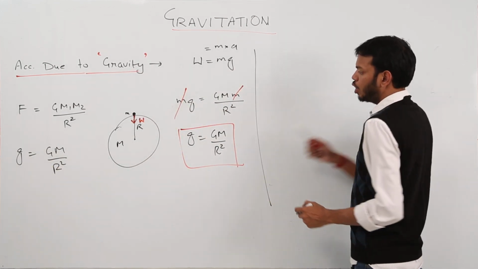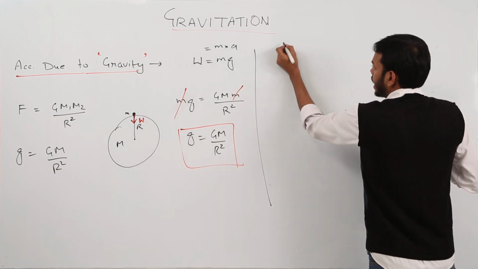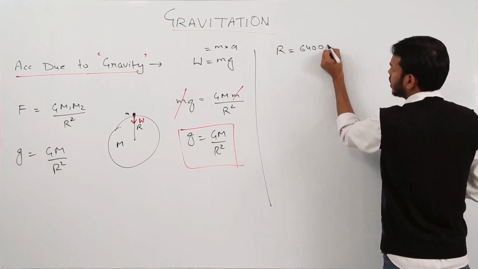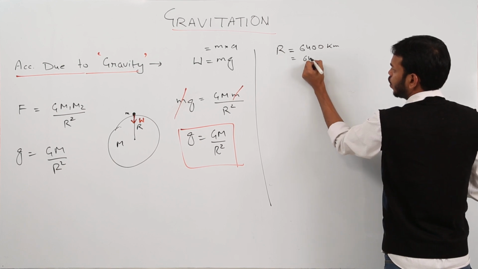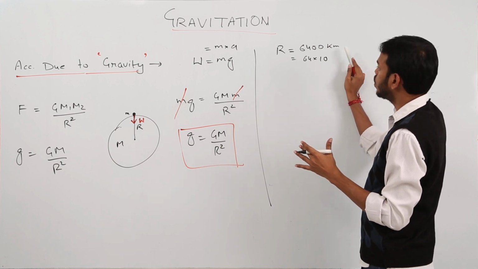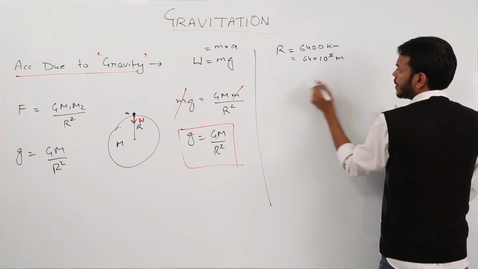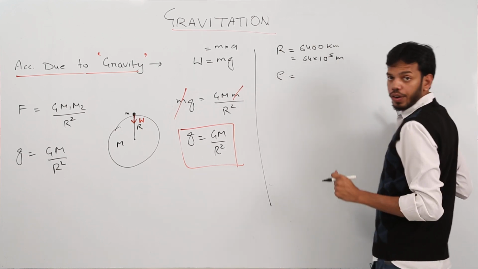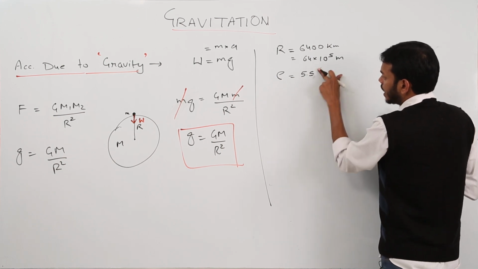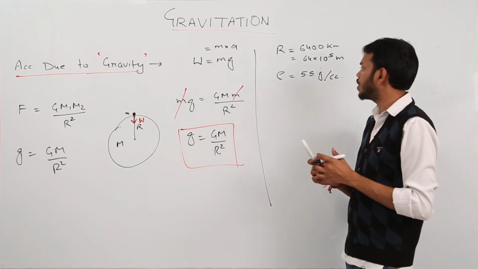Okay, now what next? Can we find a numerical value of g? We already know it is 9.8, but how did we get to that conclusion? The radius of Earth is usually taken as 6400 kilometers, which is 64 into 10 raised to power how much? For kilometer, I will be multiplying it with 1000. So 3 zeros and 2 zeros makes up 5 zeros. 64 into 10 raised to 5 meters. We also know the value of density of Earth, which is 5.5 gram per cubic centimeter. This is the average value of density of Earth.